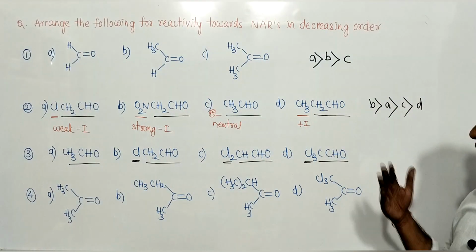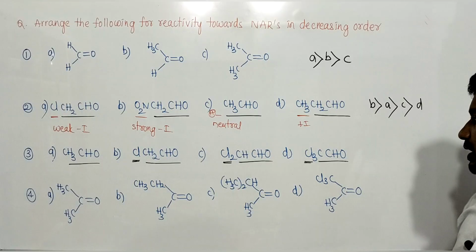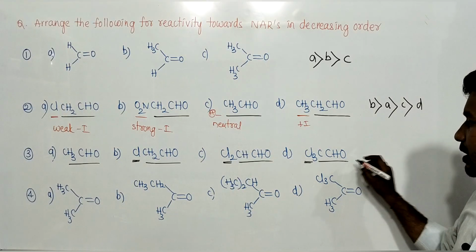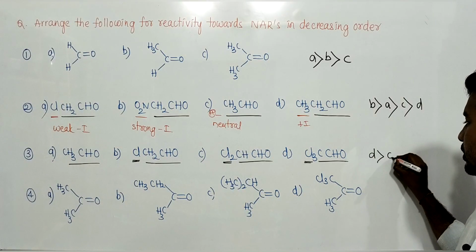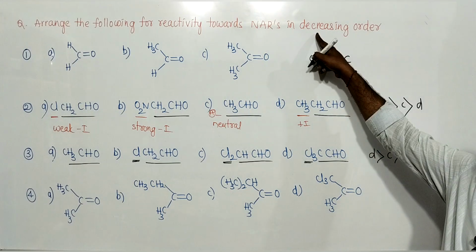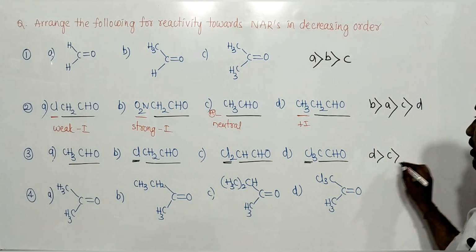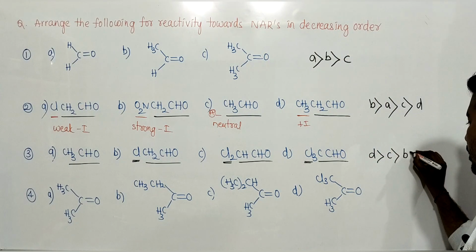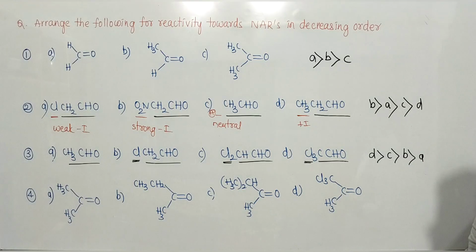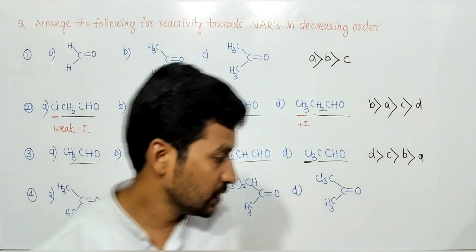As minus I groups increase, minus I effect increases, and reactivity definitely increases. So D is more reactive than C, because we are asked to write decreasing order. So B, then A. This is the order.